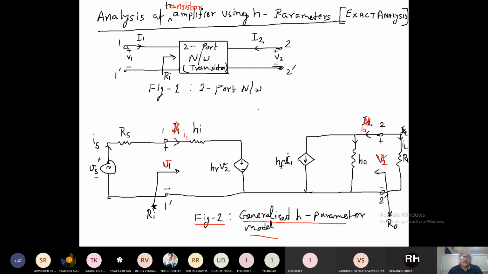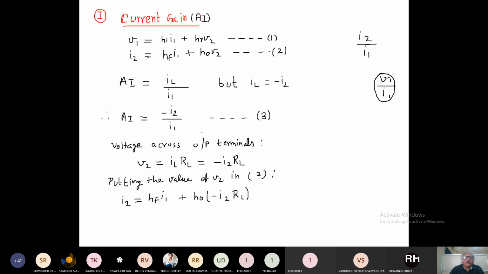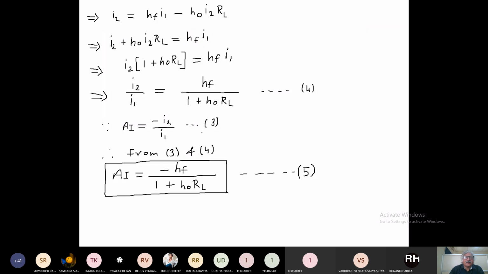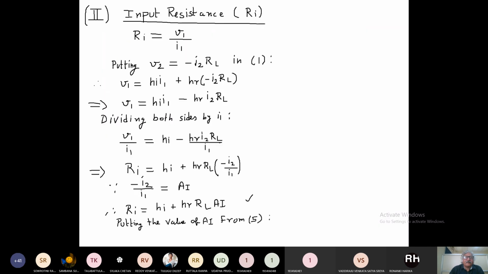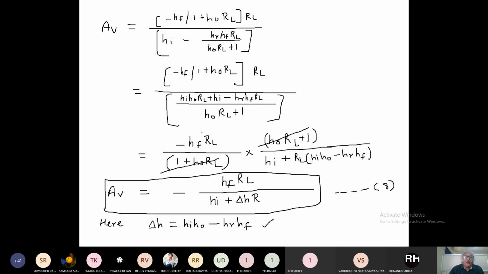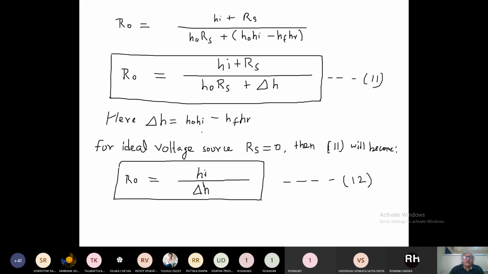In this particular example, we have used the generalized H parameter model, right? Meaning of generalized H parameter means we have used HI only. We have not mentioned whether this is for common emitter or common base or common collector transistor, right? So these are the generalized expressions we have derived.